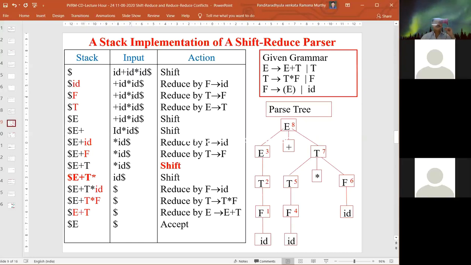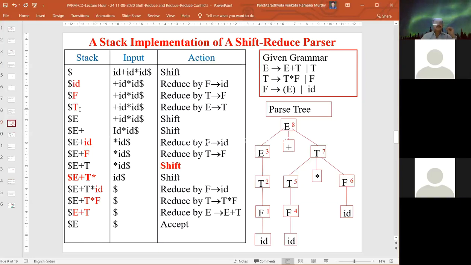The remaining input string is plus id multiply id dollar. Then we have one more production, F can be reduced to T. We identified this, so the next operation we choose is a reduce operation, and F is replaced by T. Now T can be directly replaced, and we will get the required input in E.